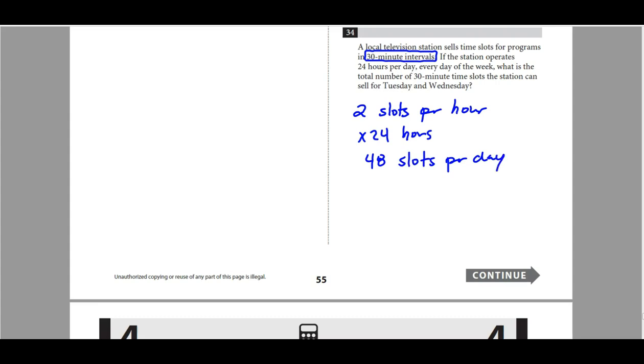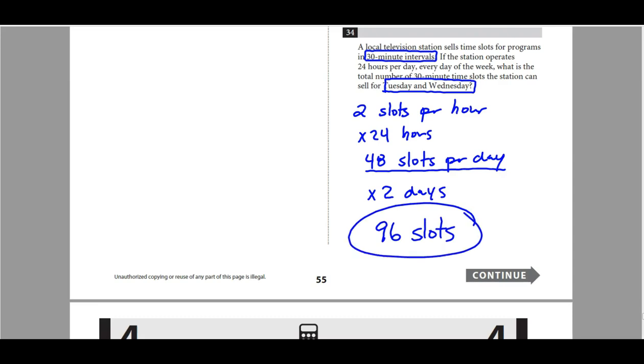And then it says they do that every day of the week. What is the total number of slots the station can sell for Tuesday and Wednesday? All right. Well, that's 2 days. So if there's 48 slots per day times 2 days, we're looking at 96 slots available.